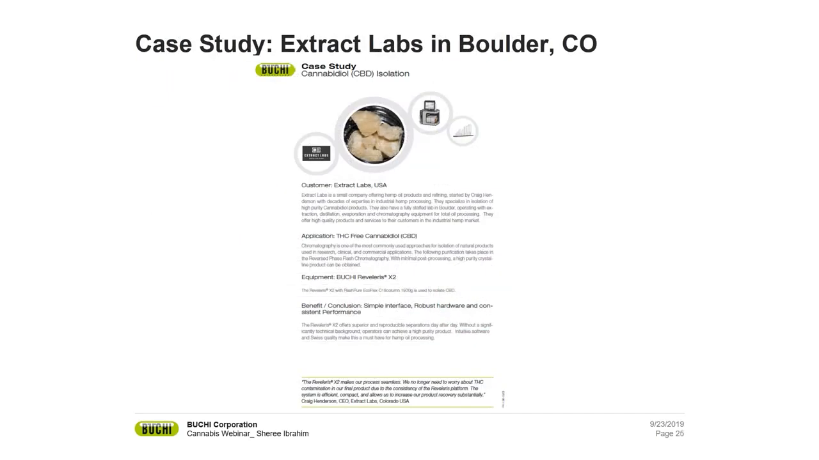Here's a case study from one of our customers. The customer name is Extract Lab, located in Boulder, Colorado, and their application is THC-free CBD. Here is a comment from their CEO. We no longer need to worry about THC contamination in our final product due to the consistency of the purification platform. The system is efficient, compact, and allows us to increase our product recovery substantially. They highlight that this instrument has a simple interface, robust hardware, and consistent performance.